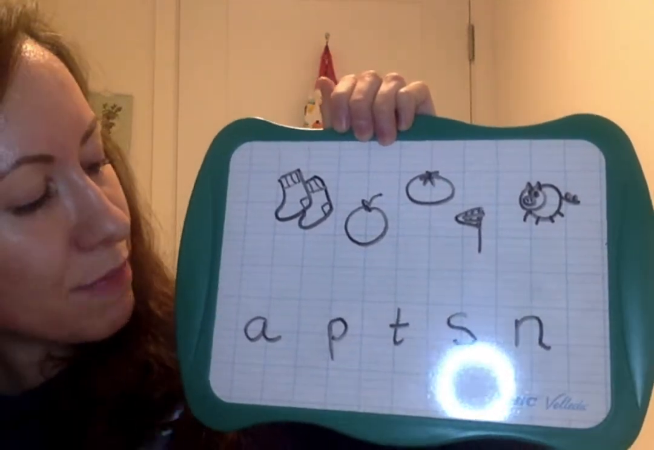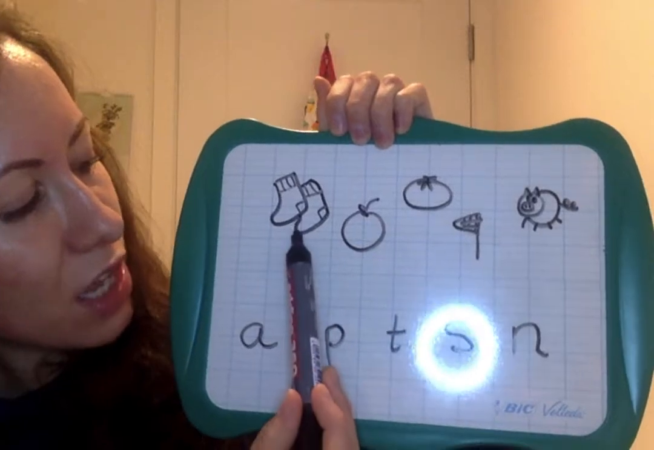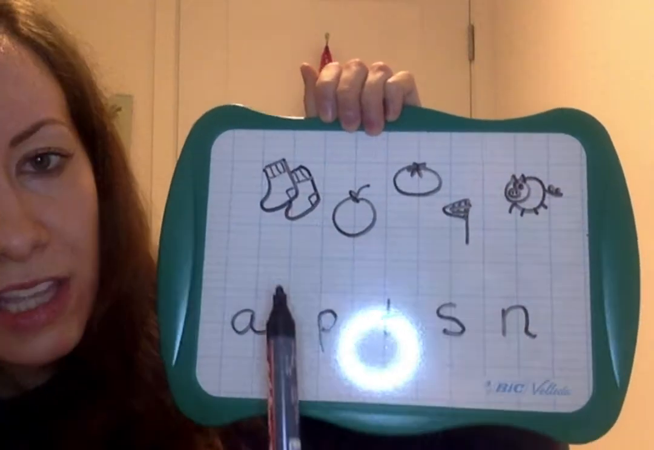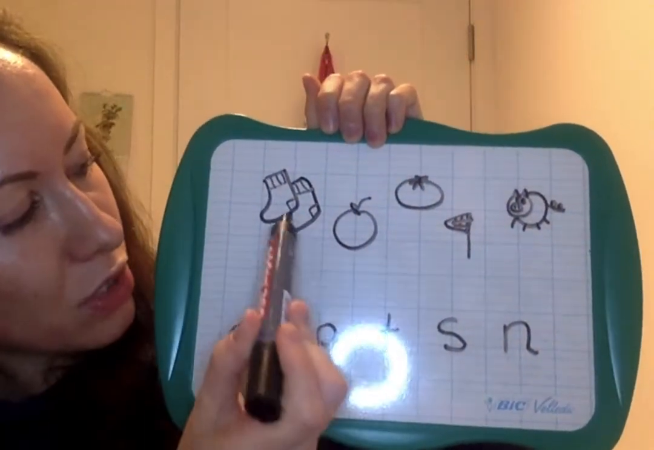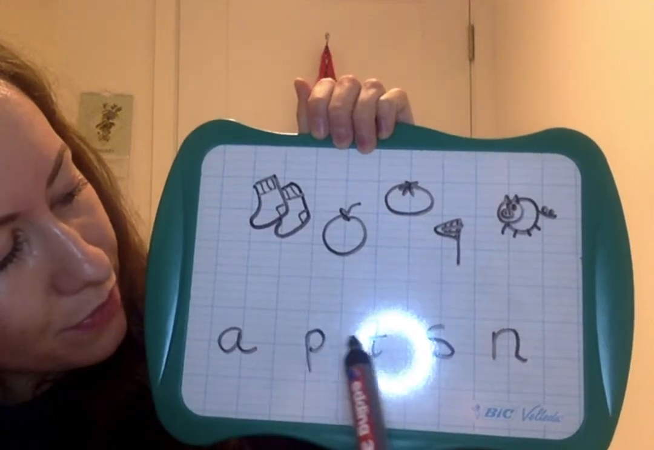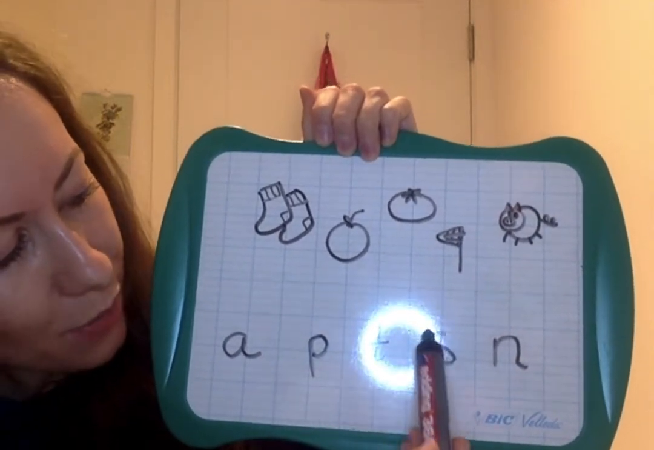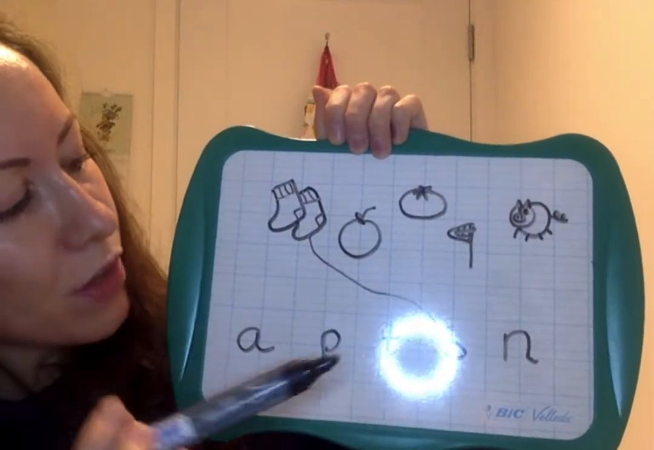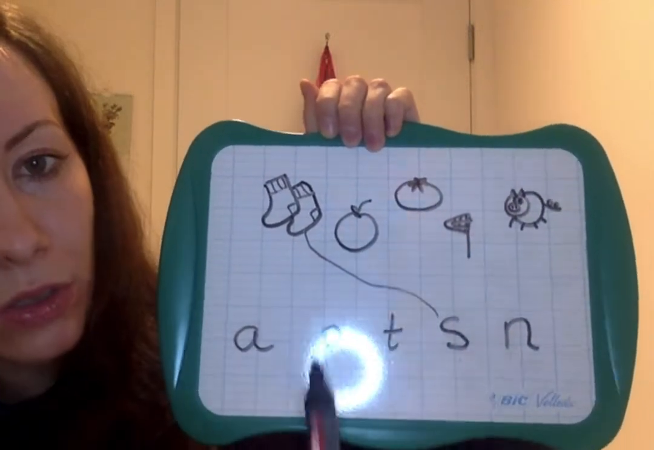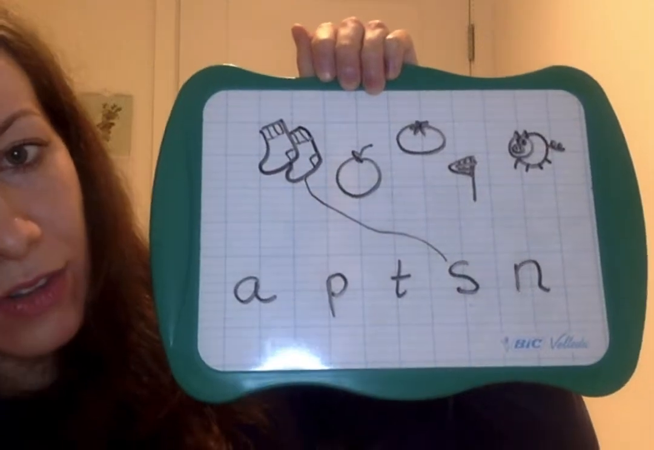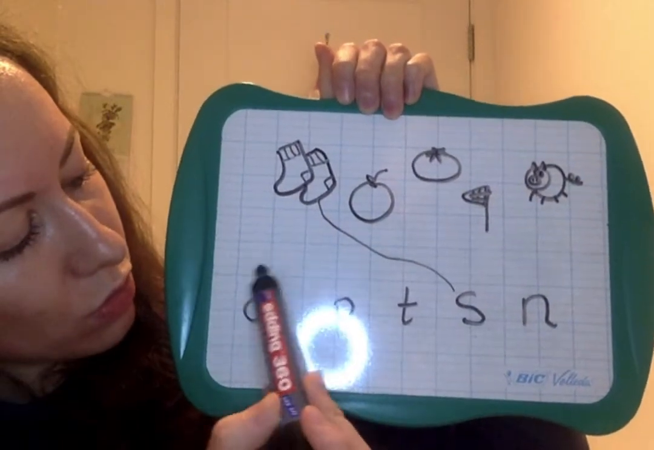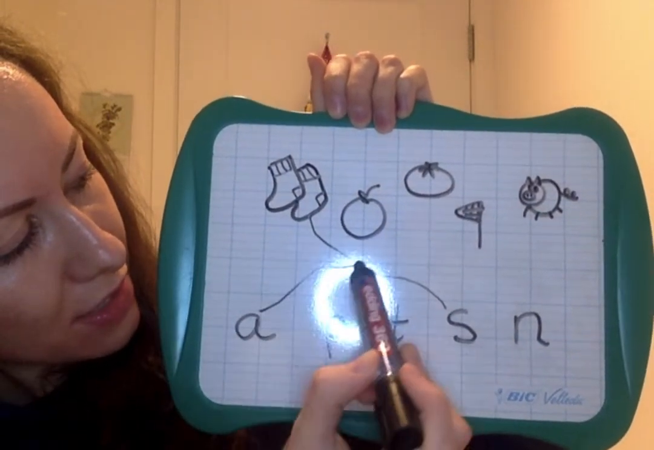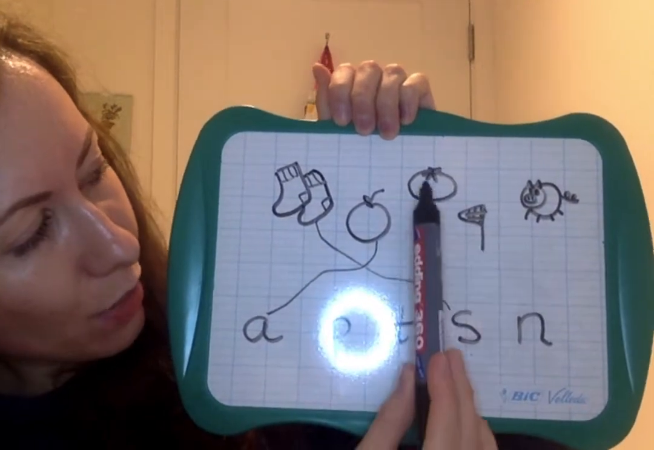Okay, so let's match up the pictures. These are socks. Where is the s sound? Let's see. That one. There we go. Right, now. Apple. Where is the a sound? Let's see. Oh, there it is. Good.